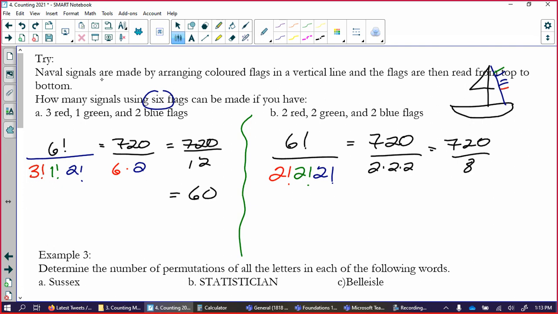So if you switch one of the red out for another green, you actually get a whole bunch of different possible orders. And again, I don't want to write all 90 orders. Red, red, green, green, blue, blue. Red, red, green, blue, green, blue. Red, red, blue, green, blue, green. And all of that.